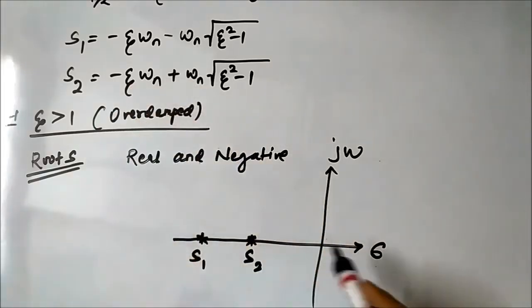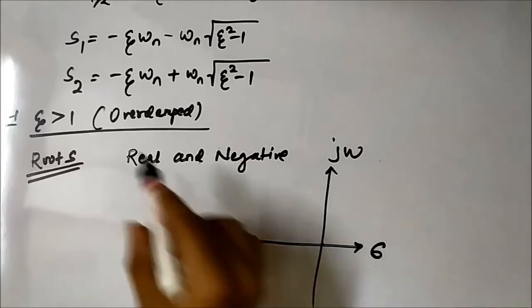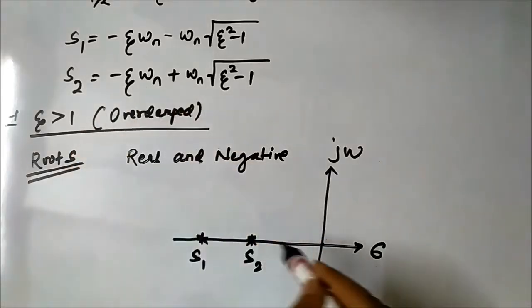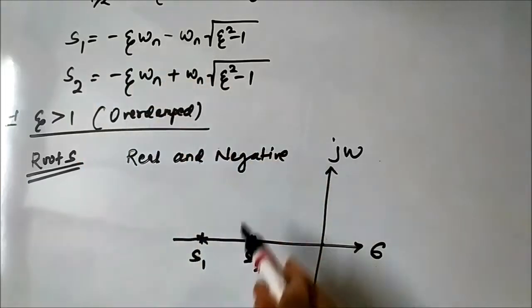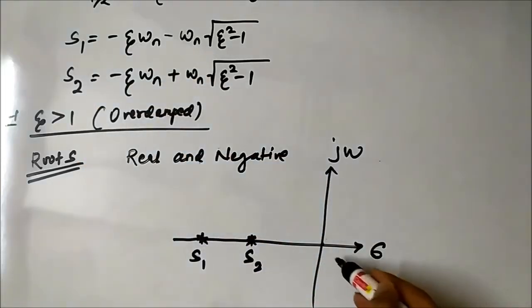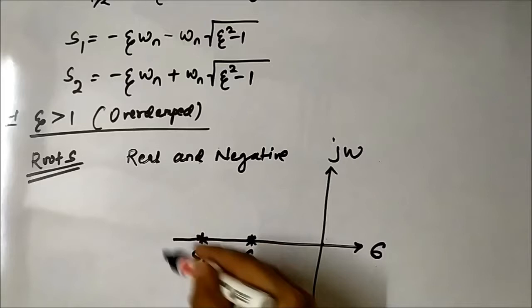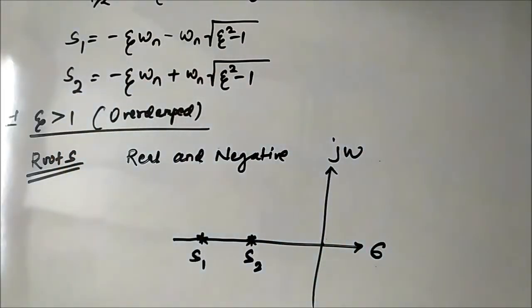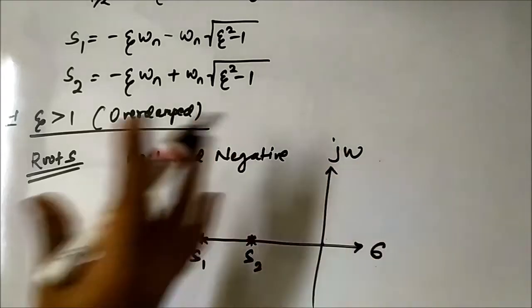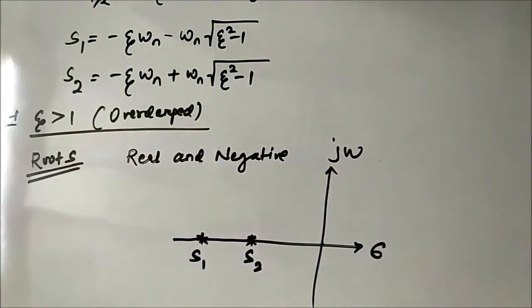See, it will be closer to the origin S2 because of this plus term, and here both of the terms have negative signs, so it will be a little farther away from the origin. It will be more negative. S1 will be more negative than S2. Okay, so this is for the overdamped case.